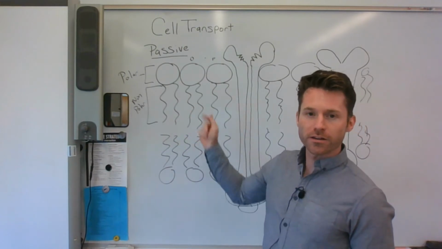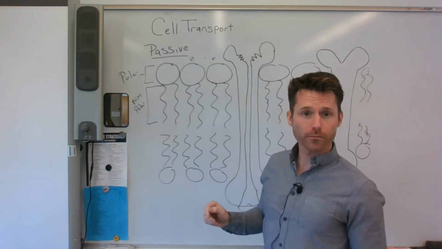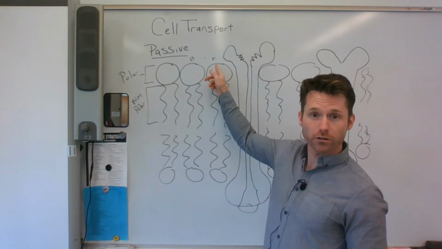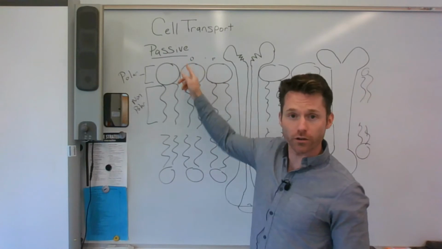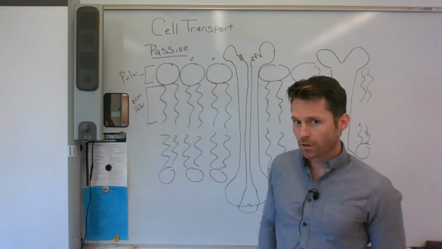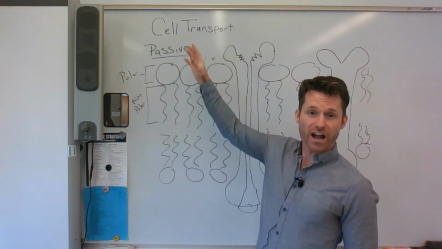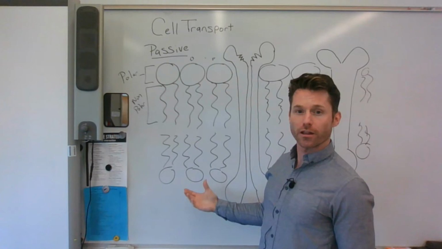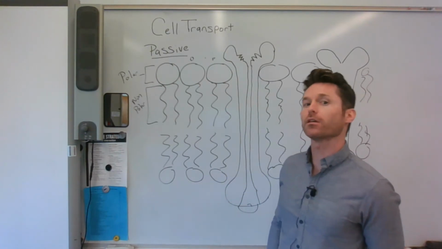So in this model here, I have three molecules up at the top. I have a triangle, I have a little dot, and I have a big circle. Okay. So these three molecules are obviously in higher concentration up here than they are down here. I have no molecules down here. Okay.